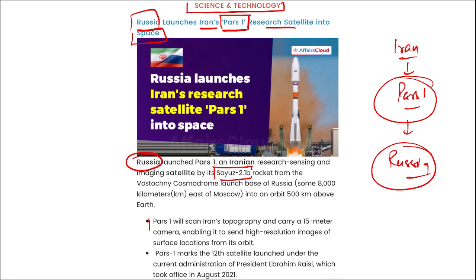This Pars 1 will scan Iran's topography and carry a 15-meter camera, enabling it to send high resolution images of surface locations from orbit. And this Pars 1 marks the 12th satellite launch under the current administration of President Ibrahim Raisi.